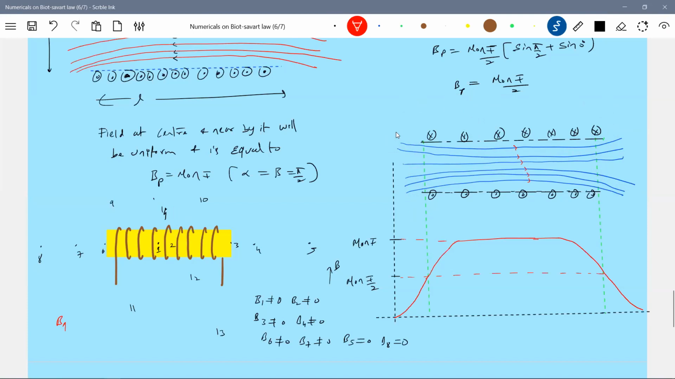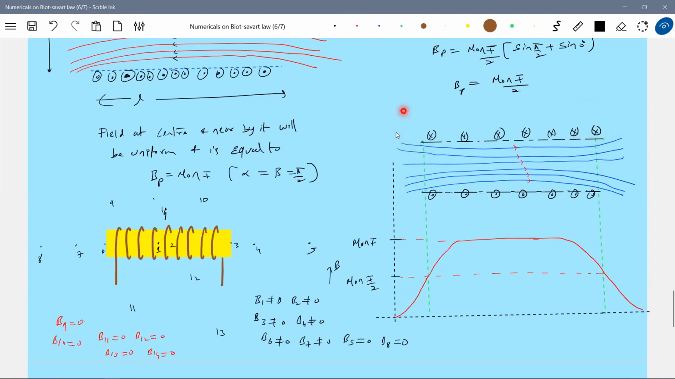9 equal to 0, 10 equal to 0, 11 equal to 0, 12 equal to 0, 13 equal to 0, 14 equal to 0. That's all. Sir, are you sure? As I'm saying, I'm very sure. But lines of force will be there.